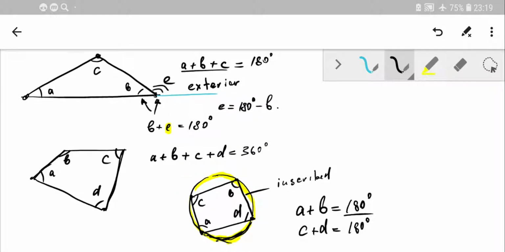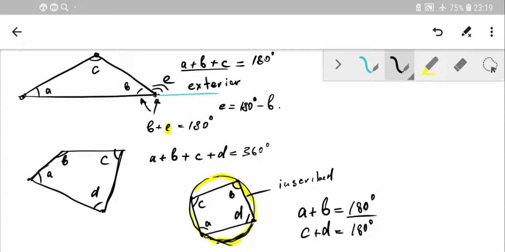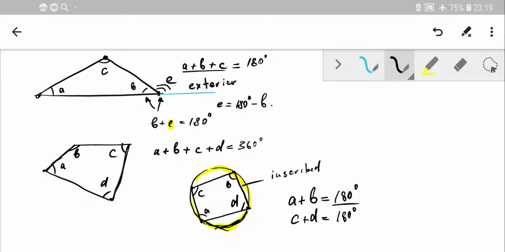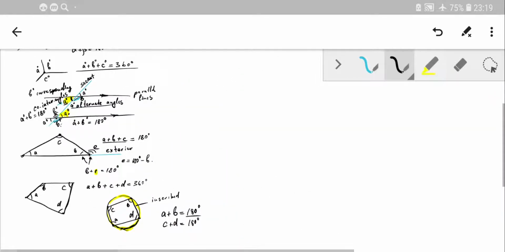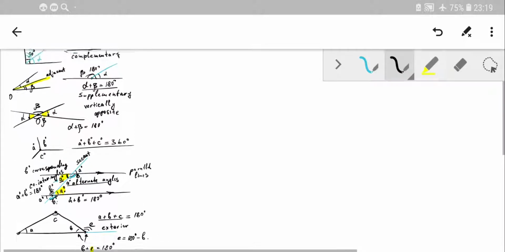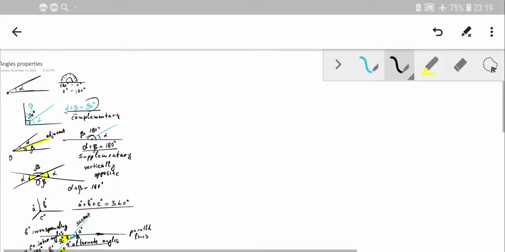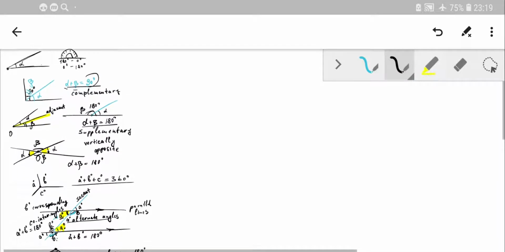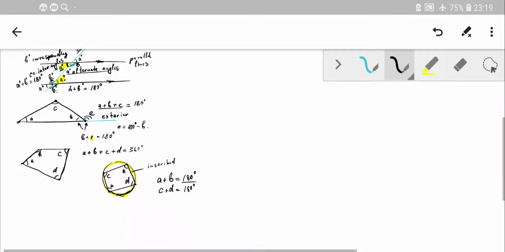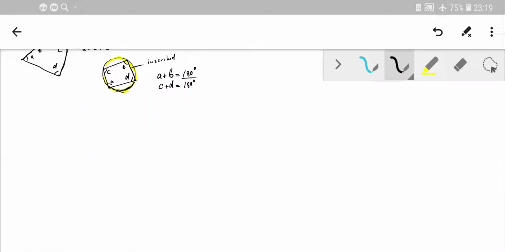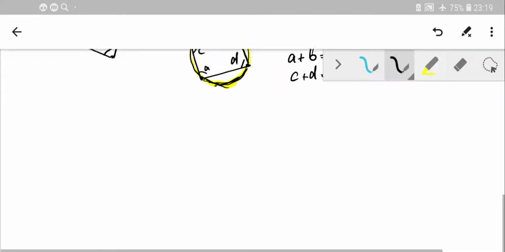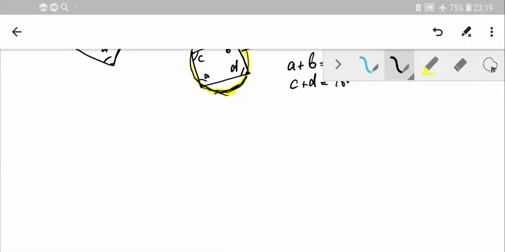Okay, so yeah, that was basically the main idea of classification and the minimum knowledge you need to have in order to be able to solve any task and any problem relating to angles. Okay, so for now I would like to consider several GCSE problems. For example, let's take the first one.